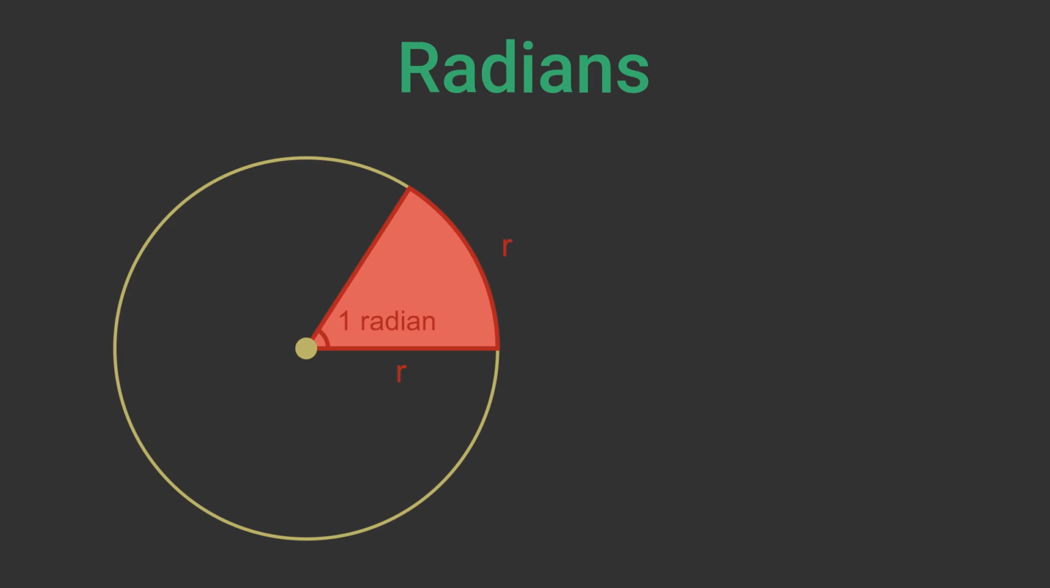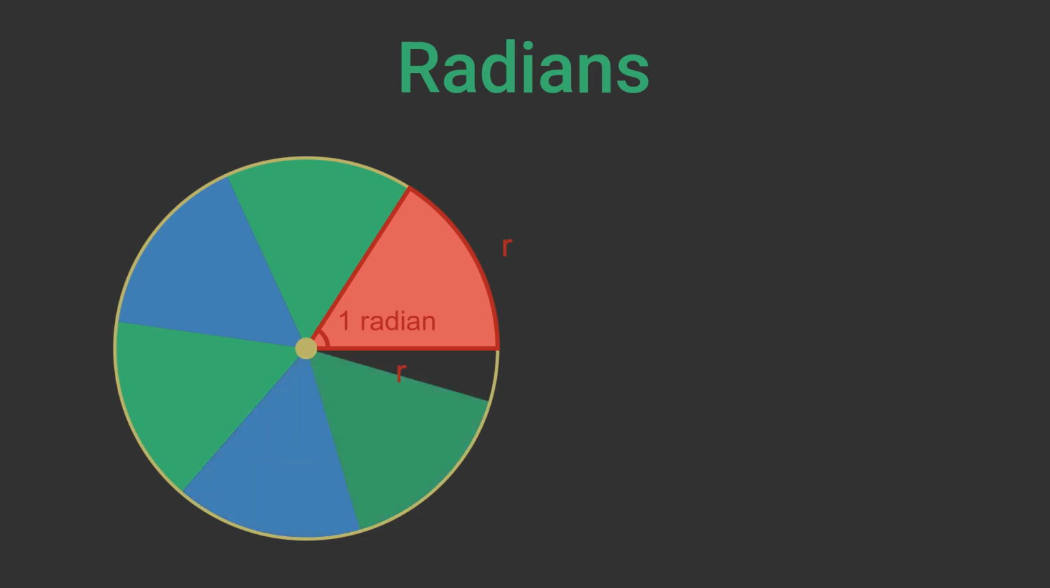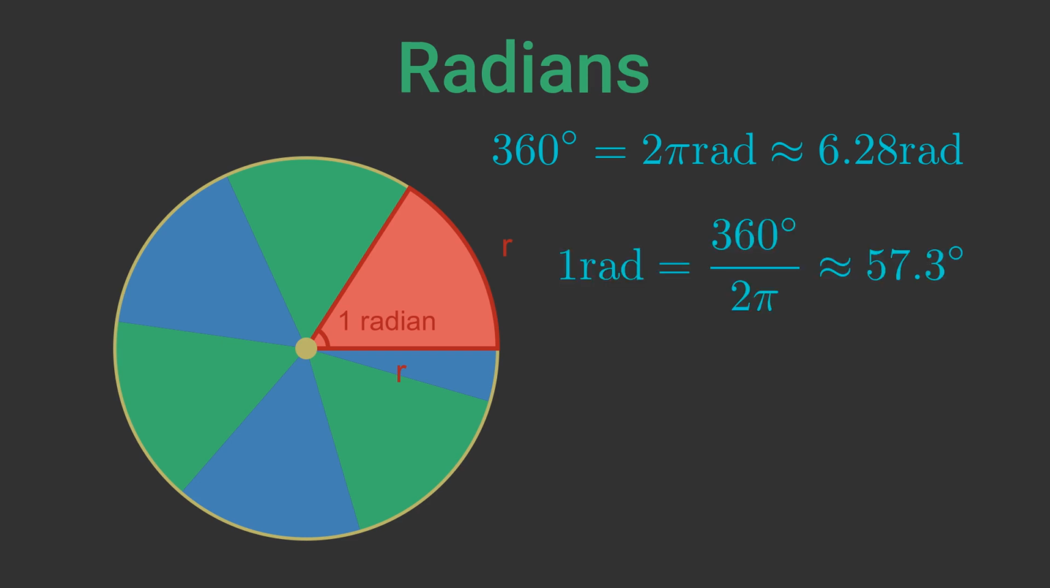We know that the circumference of a circle is 2 pi r. This means that the arc will fit around the circle 2 pi times, so there are 2 pi radians in a circle. 2 pi is approximately 6.28. Since there are 360 degrees in a circle, this means that 2 pi radians is equivalent to 360 degrees, so 1 radian is equal to 360 divided by 2 pi degrees, which is about 57.3.